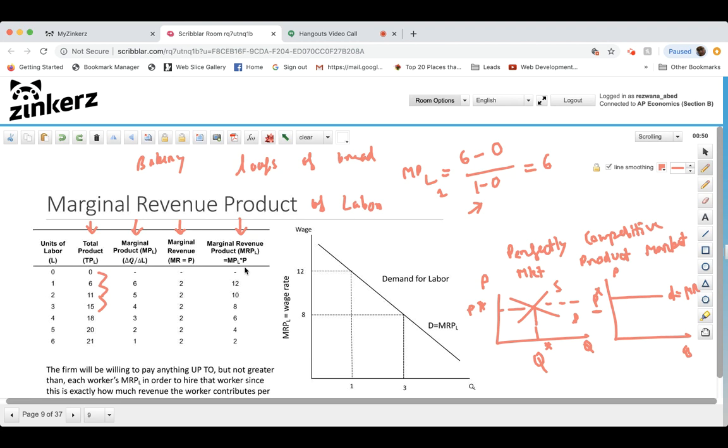This is all that firms really care about. They care about how much additional revenue a worker is going to bring to the firm, so they want to calculate this. The way we get this is, recall that the marginal revenue product of labor is just MPL times MR, but MR is equal to P here. So MPL times P or MPL times MR is the same thing. Okay?